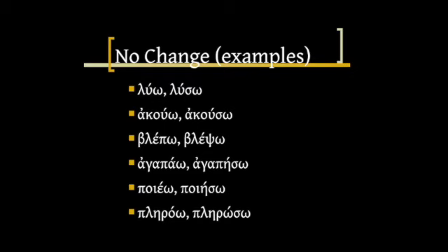Same thing with agapao. There's no real change here. It's just the sigma coming up against the alpha, and we get that elongation. So agapao is our present tense. Agapeso is our future tense. Poieo is our present tense. Poieso is our future tense. And then our third contract verb here, plerao, becomes pleroso. So no change here. It's just the sigma sometimes can stand on its own or else create some type of contraction.